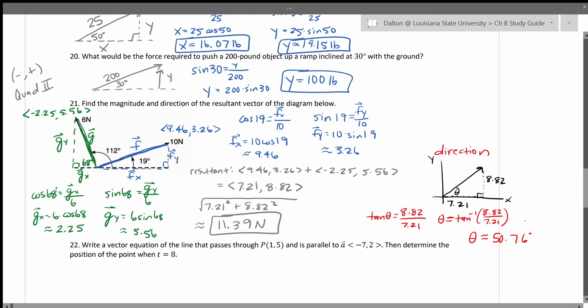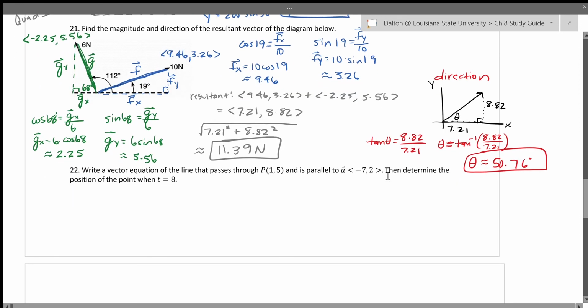50.76 degrees. Very long question, but not very difficult once you break it up into pieces and figure out which parts you need. And even if you wanted to use colors on your test, as I did to keep all the blue vector components together and all the green vector components together, that's fine too.